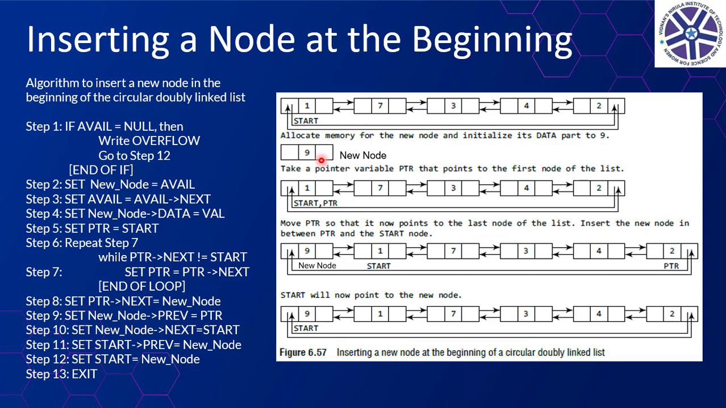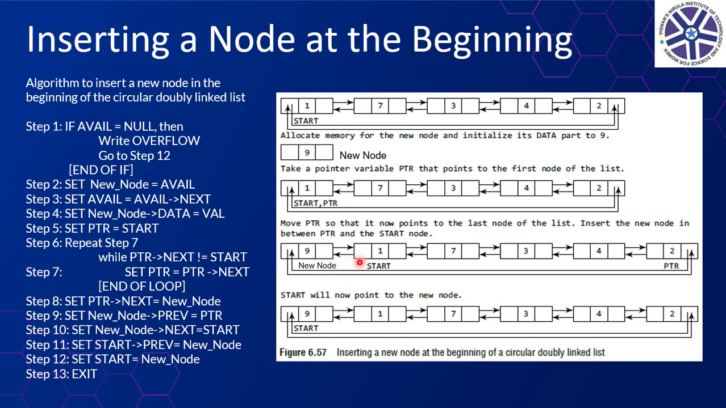So first of all, as this is the insertion process, the first 3 steps are the same. So now we have the new node, its data is initialized to value. Since we need to address the last node, we must take a temporary variable, which is PTR. So what we are going to do here is move this PTR until PTR to next equals start. So while PTR to next not equal to start, PTR equals PTR to next. So PTR stops here. So now what we have to do?